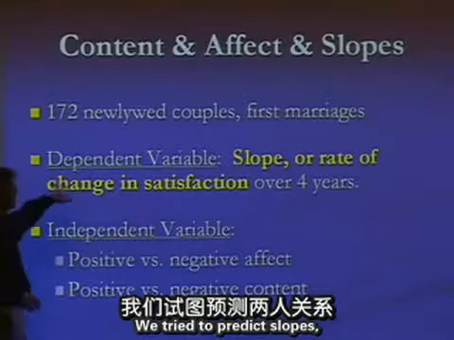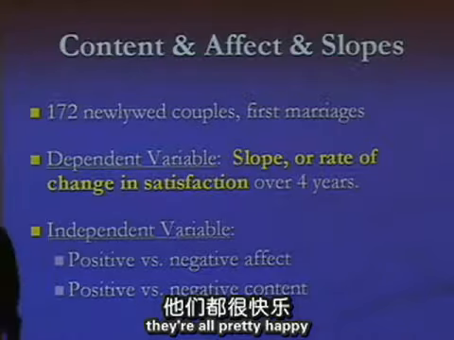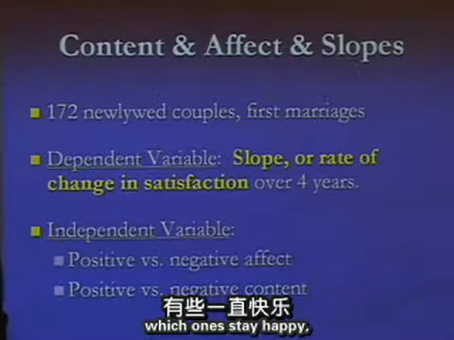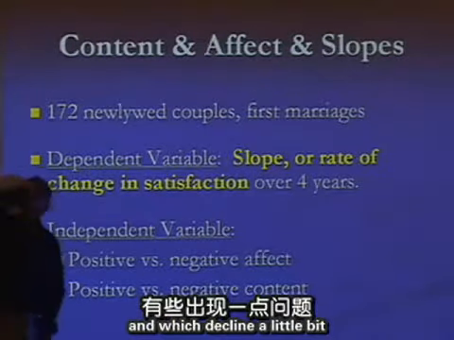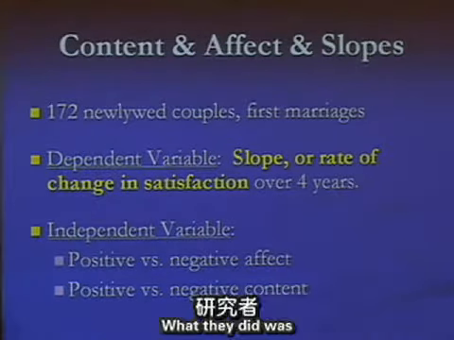We're trying to predict slopes, or rate of change, in marital satisfaction over 4 years. The question is, you've got these newlyweds, they're all pretty happy. Which ones stay happy versus which ones decline a little bit versus which ones decline a lot? That's what we're trying to predict.